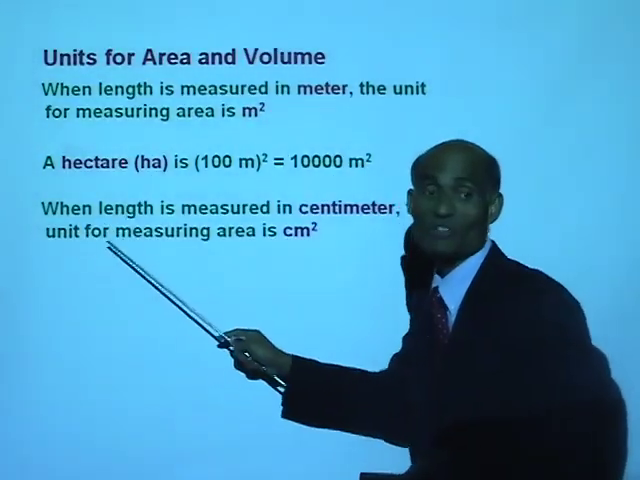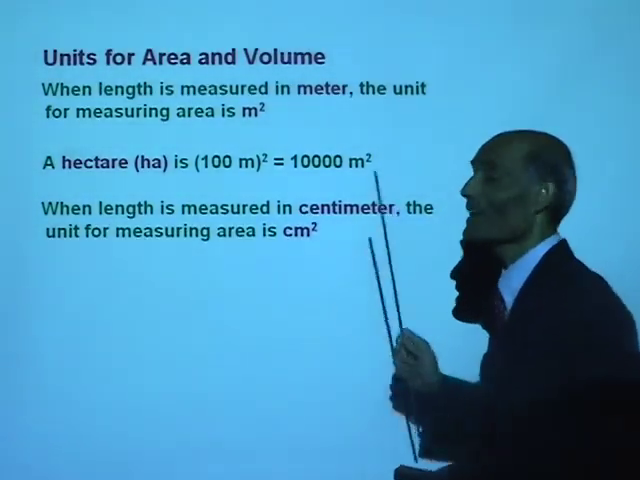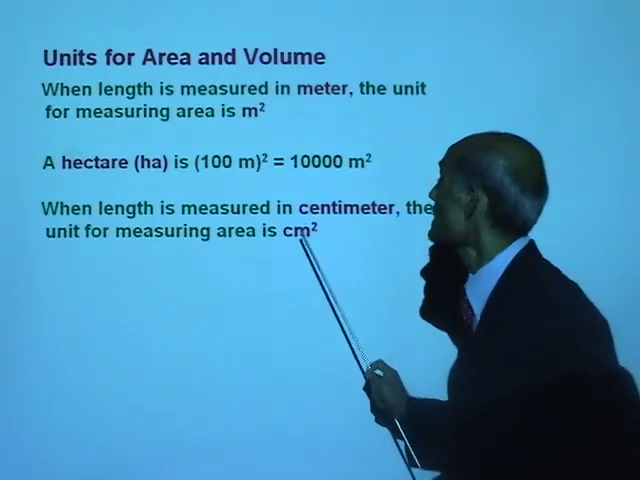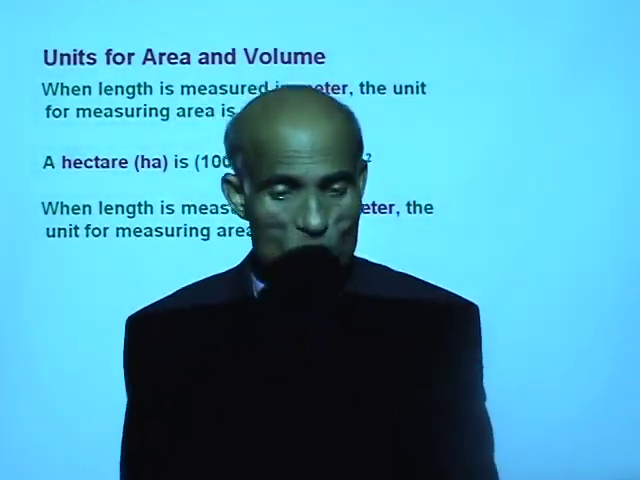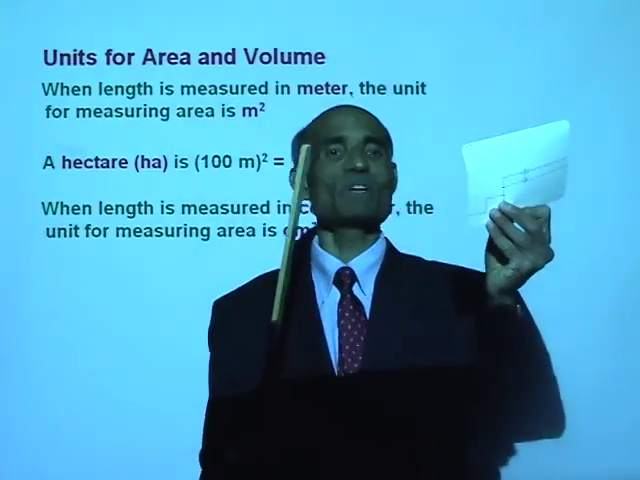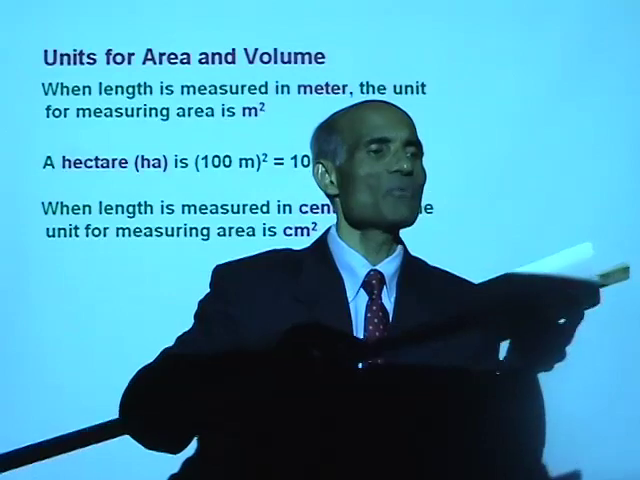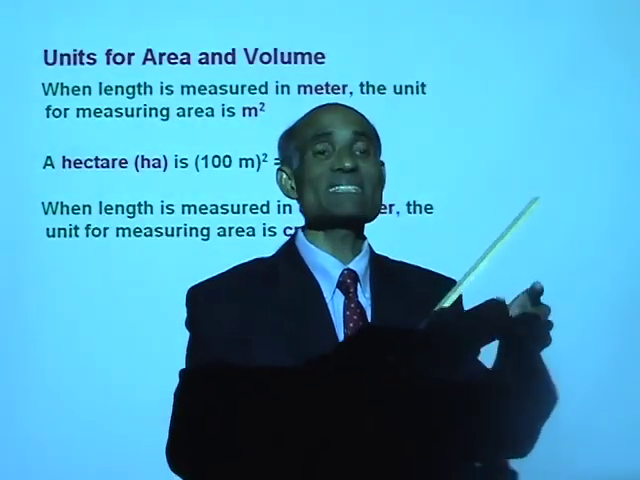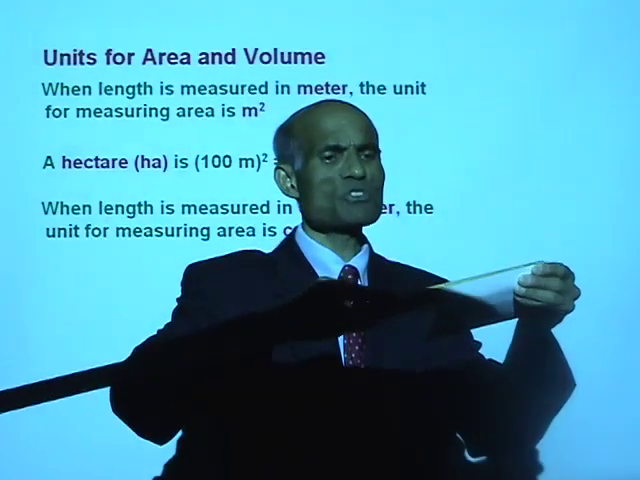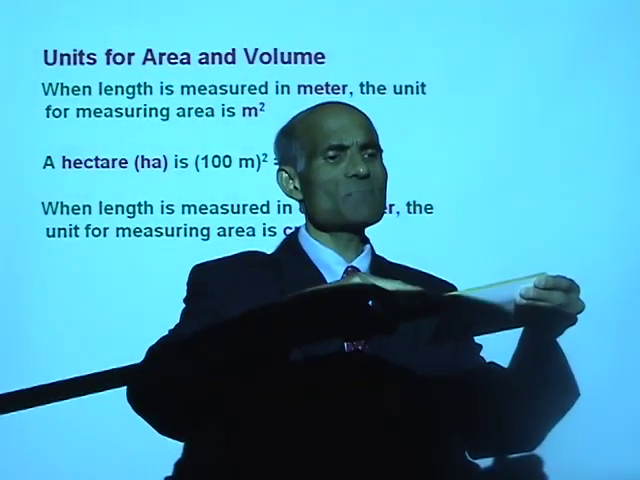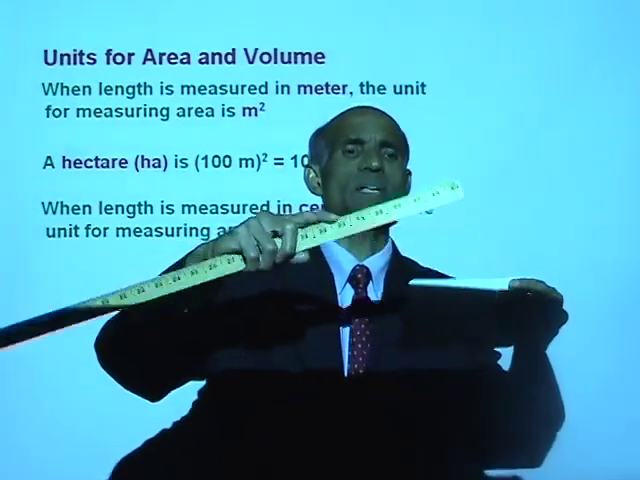Now, when length is measured in centimeter, the unit for measuring area is centimeter squared. For example, if I want to measure the area of this, I wouldn't measure the length in meters. I would measure the length in centimeters. You want to write this down. I'm going to measure the length of this in centimeter. The length of this is 16 centimeter.